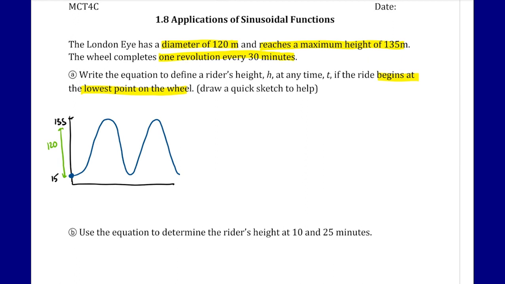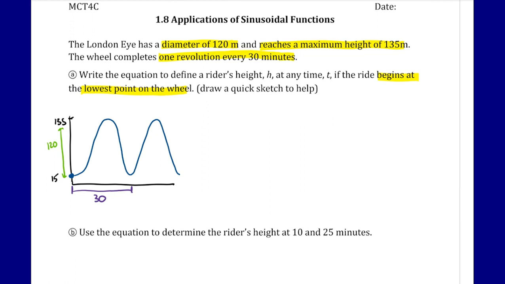So what else can we put in here? Well, we also know that one revolution, or the period, is 30 minutes. So we have our rough sinusoidal function here. We want to come up with an equation for it, but is there any other information we can add to our graph? Well, we can add the midline, right?